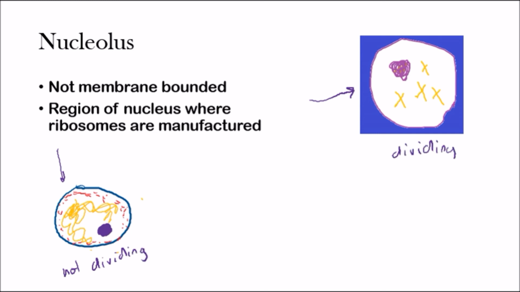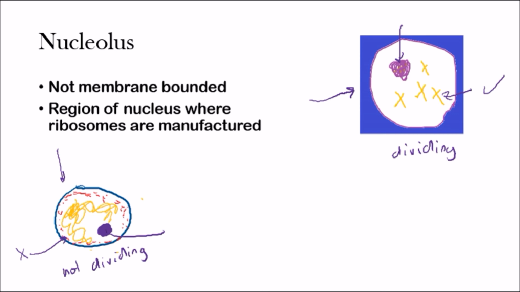How do we know that? Because here we have the chromosomes, so since we have chromosomes, the cell is in division, and since here we have chromatin, the cell is not dividing. So make sure you understand that, very important. So anyways, the nucleolus is this region right here.